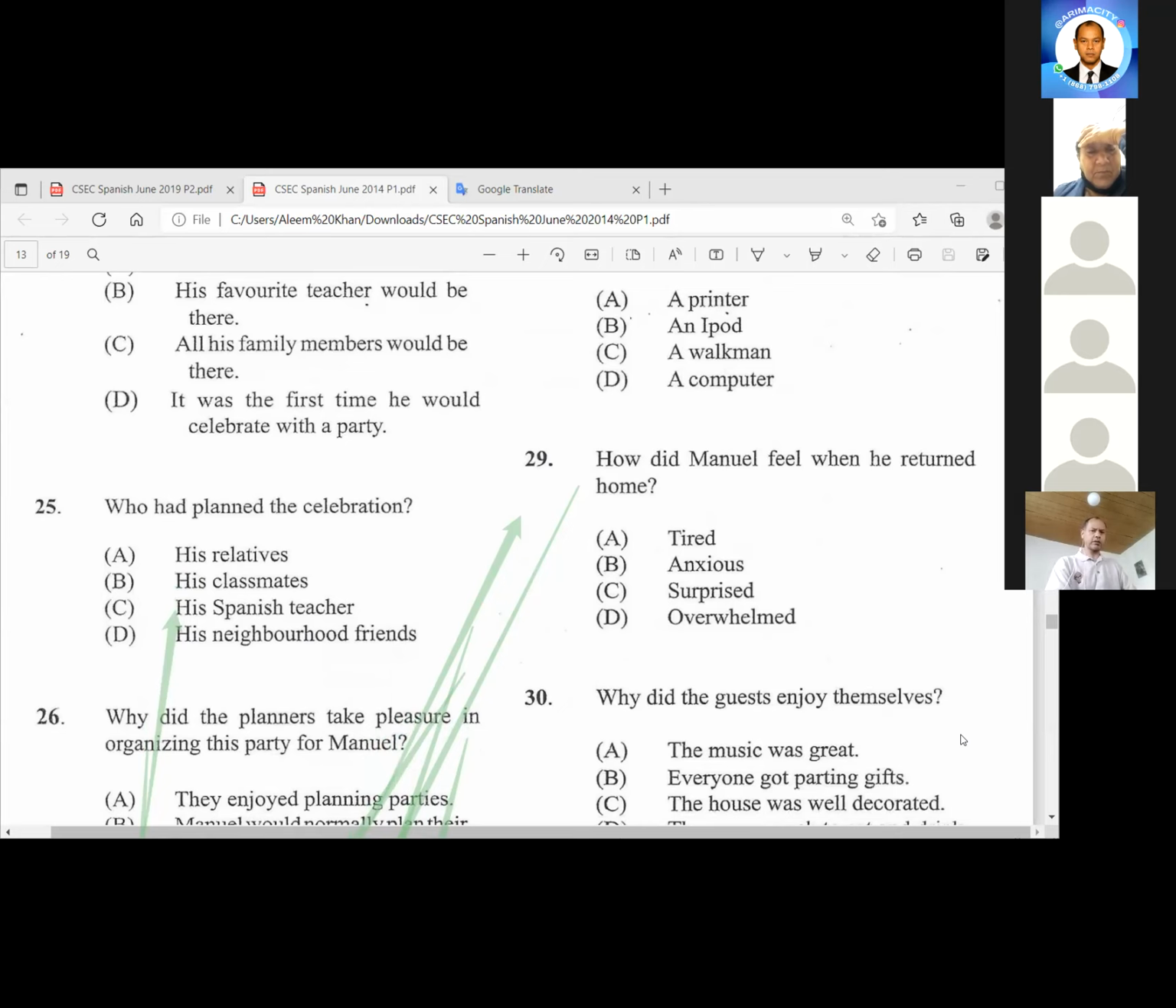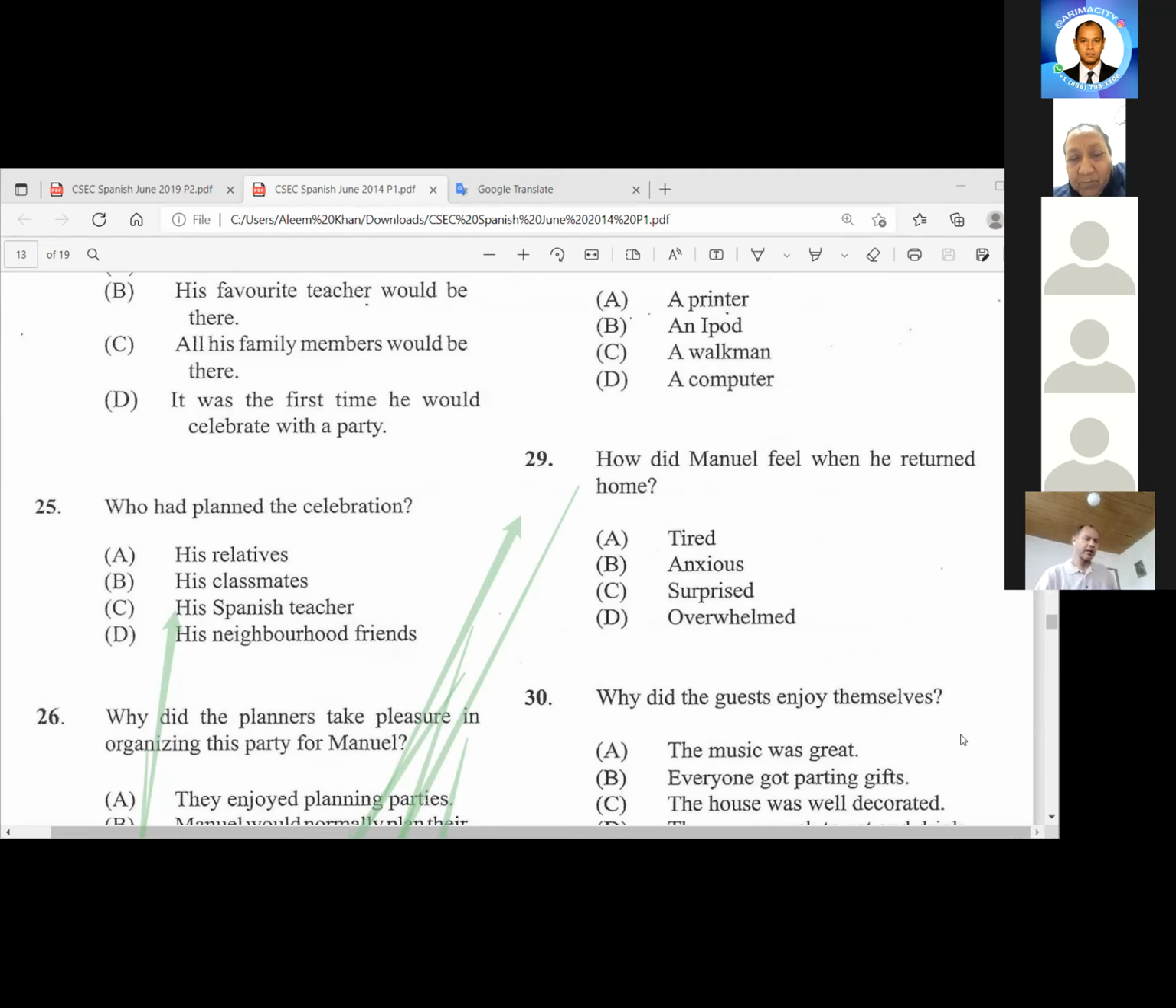Juan Diego puede invitar a todos sus amigos a su cumpleaños. Ok, de nuevo, perdona la falta de la n. Again, there should be an N in cumpleaños. Ok, but I'll put it one more time. Juan Diego puede invitar a todos sus amigos a su cumpleaños. Ok, so you will hear that.